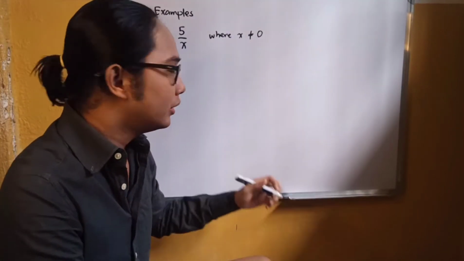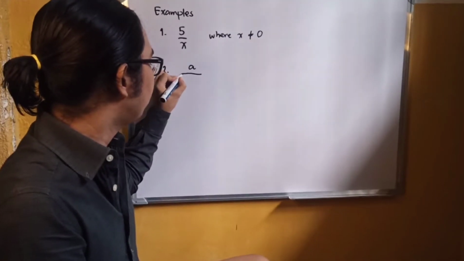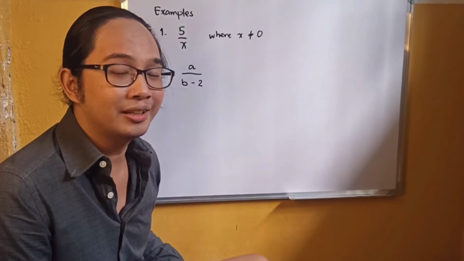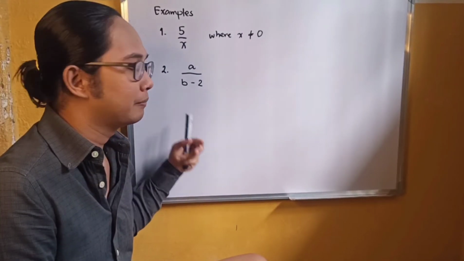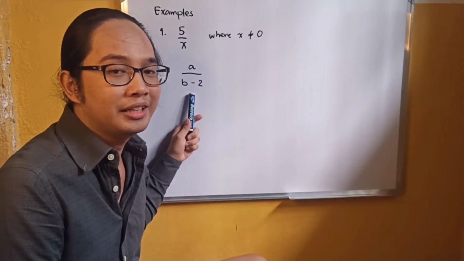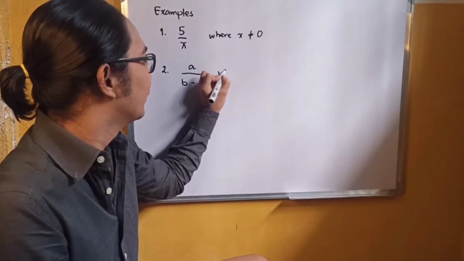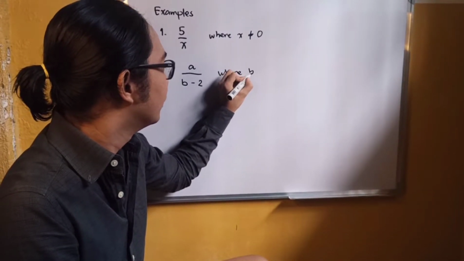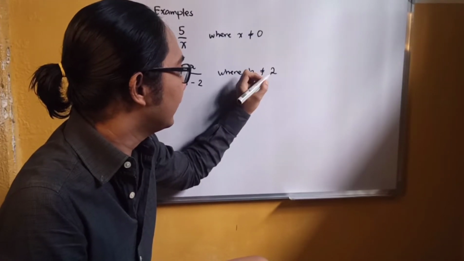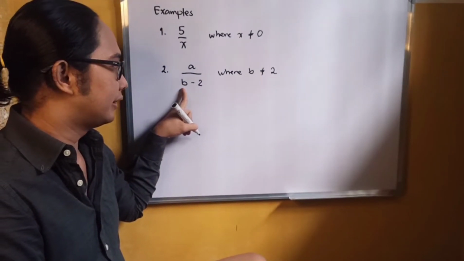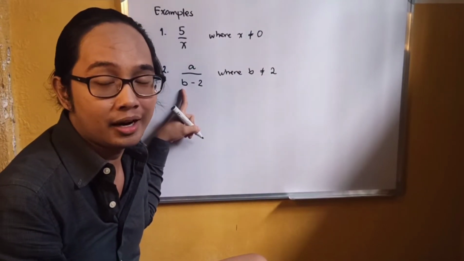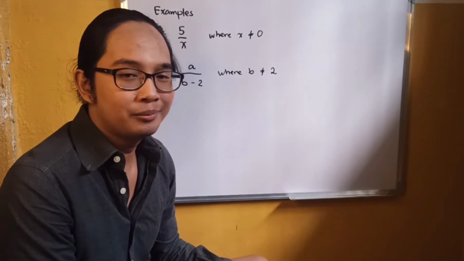For example, number 2, let's have a over b minus 2. So, ano ang restricted values natin for b? Tandaan, na bawal mag-0 ang ating denominator. Tama ang iyong sagot. So, where b should not be equal to positive 2. Kasi kapag iyan ay naging positive 2, at pinalitan natin si b dito ng 2, 2 minus 2, it will become 0.